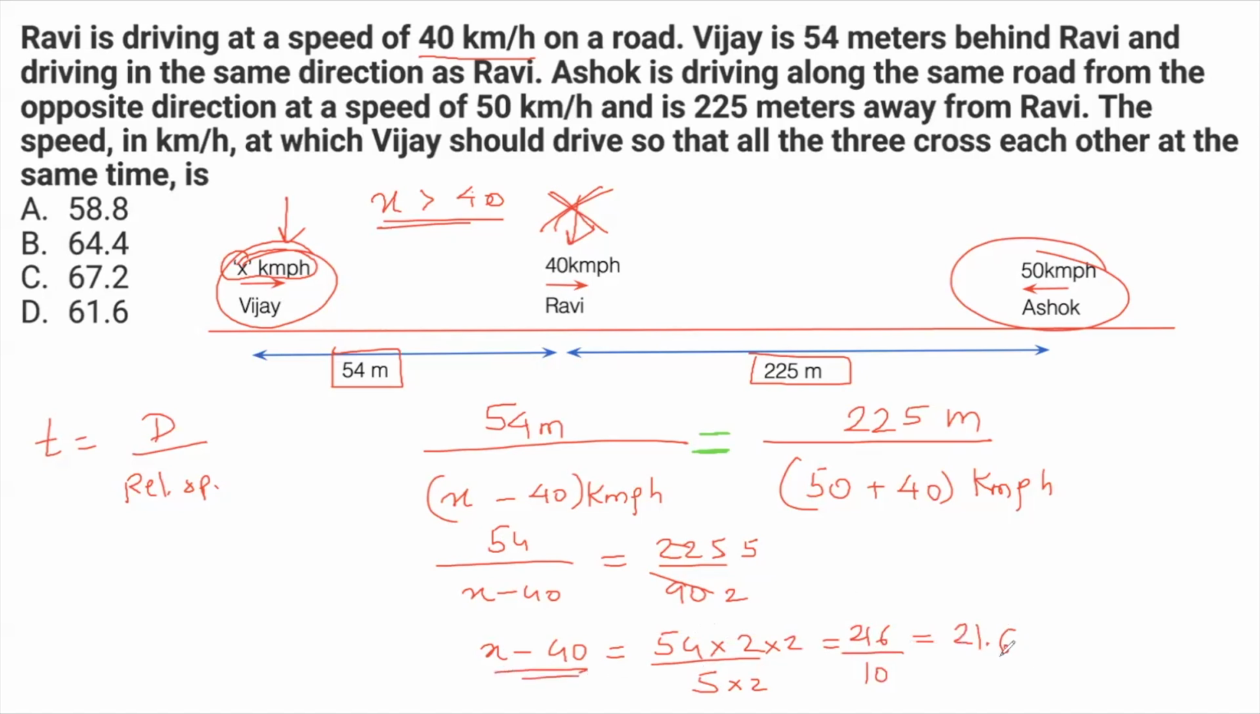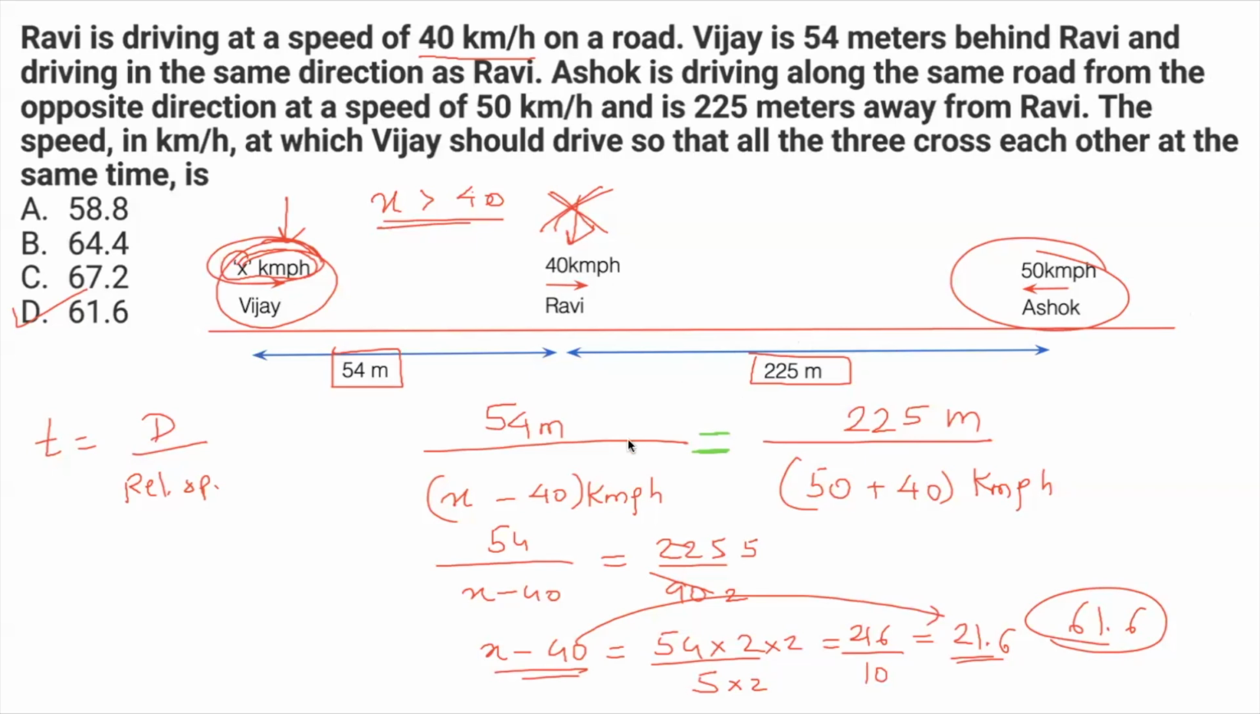If x minus 40 is 21.6, x will be 21.6 plus 40. That will be 61.6. So the value of x is 61.6 kilometers per hour. So Vijay's speed should be 61.6 kilometers per hour. That's the answer to your question.